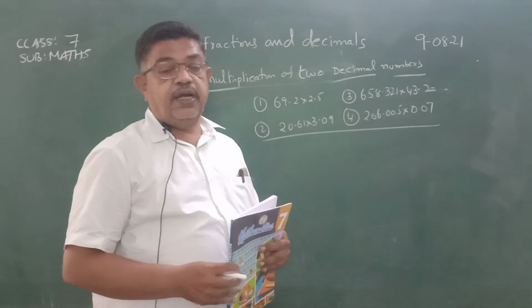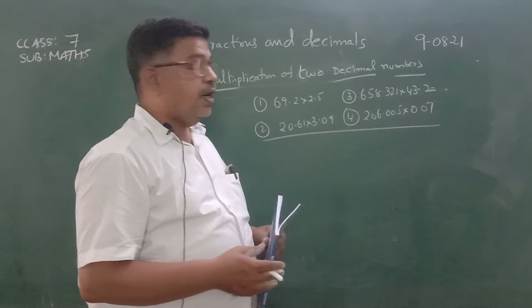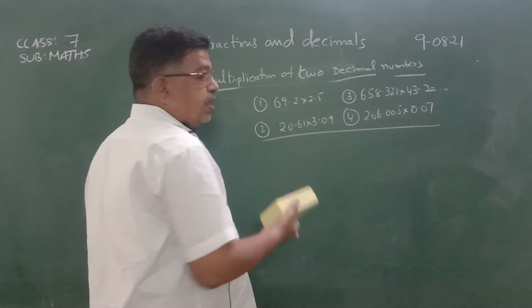Here we are multiplying a decimal number with another decimal number. That is why it is under the heading multiplication of two decimal numbers. So you can try this homework.